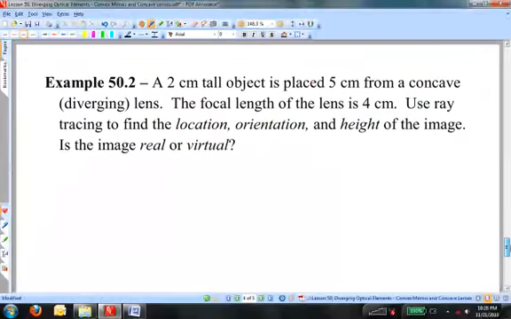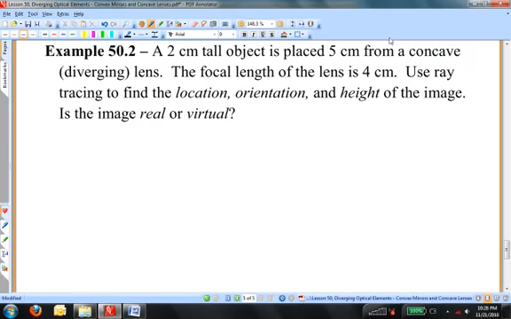Here's an example. A 2 centimeter tall object is placed 5 centimeters from a concave diverging lens. The focal length of the lens is 4 centimeters. Use ray tracing to find the location, orientation, and height of the image. Is the image real or virtual?